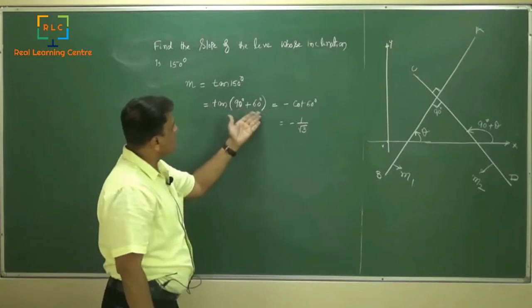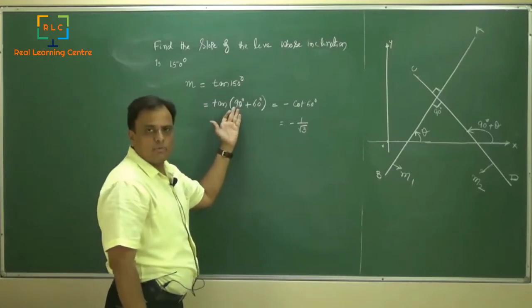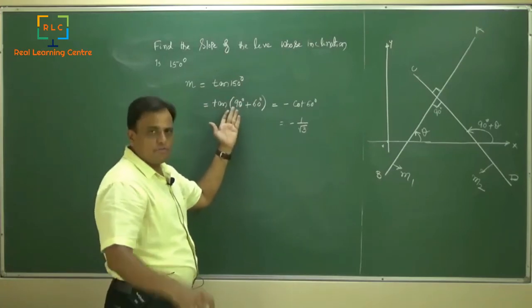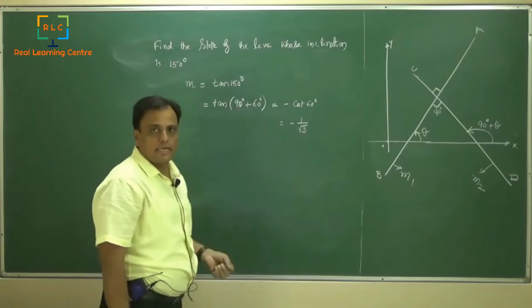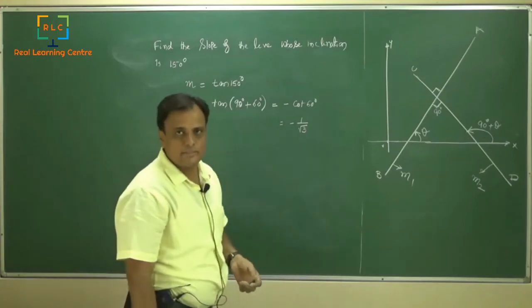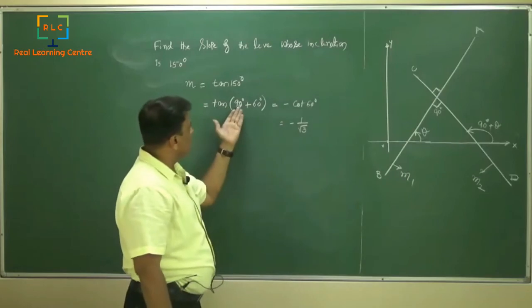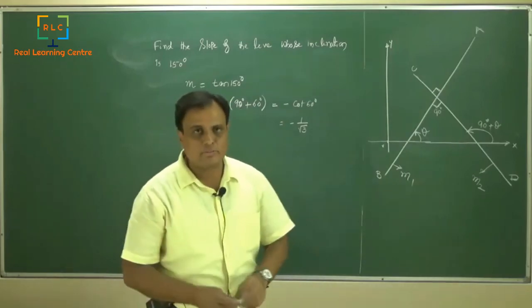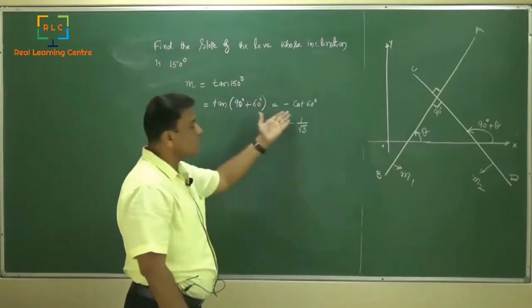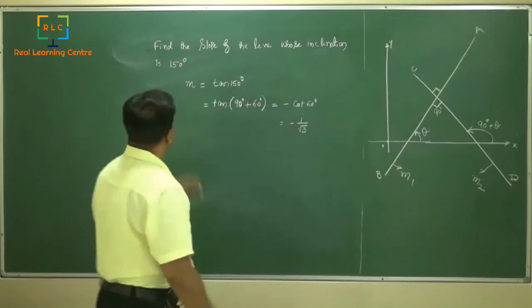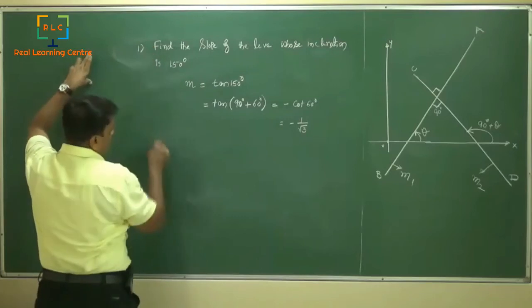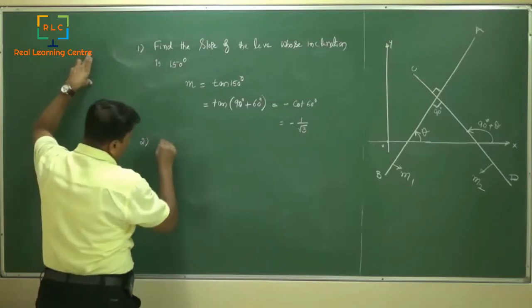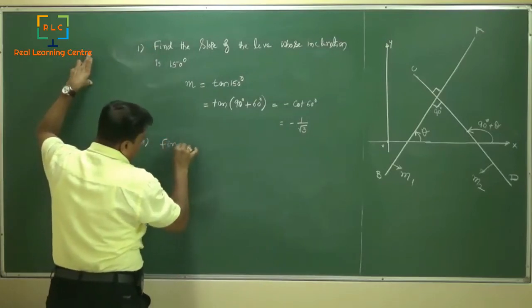So here, 90 plus 60 we can write, 90 being an odd multiple of 90, and further in trigonometry you'll study these allied angles or related angles. Therefore cot 60: tan 60 we know is root 3, so cot 60 will be 1 by root 3. 90 plus 60 comes in the second quadrant, where tan is negative. So sometimes you'll be asked questions like this.